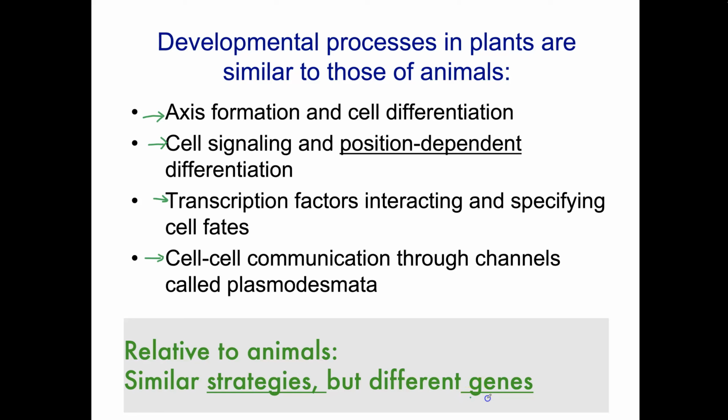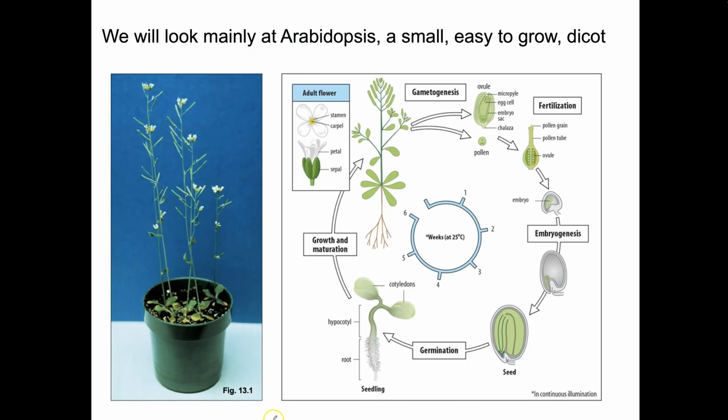The difference is, though, that the genes are different, and the actual way you get there is somewhat different. For example, there's no such thing as gastrulation in a plant because the cells, due to having that cell wall, are not able to migrate, move around. Instead of migration and moving around, you have differential cell growth, so more growth in one direction than another to create these shape changes.